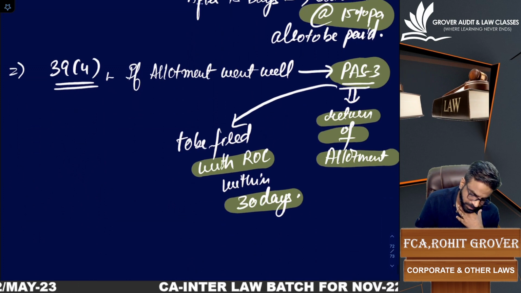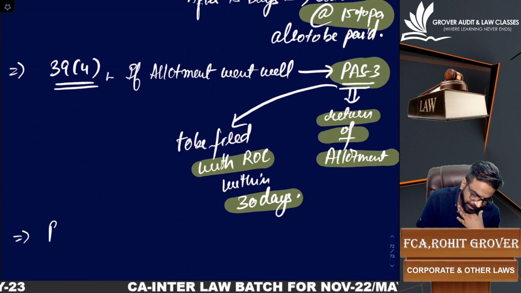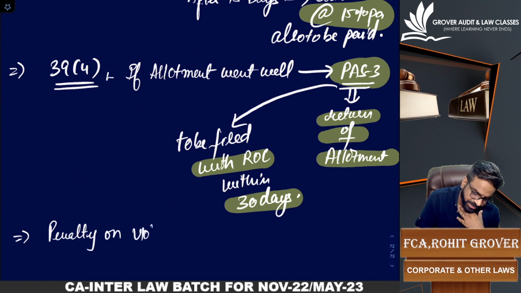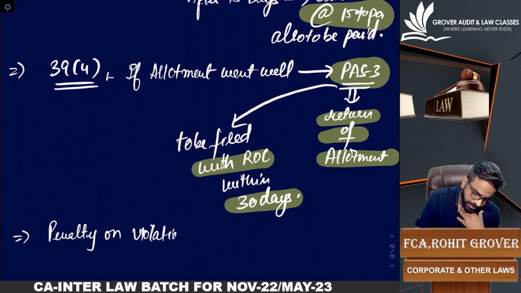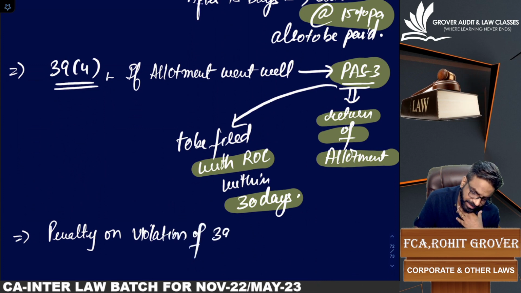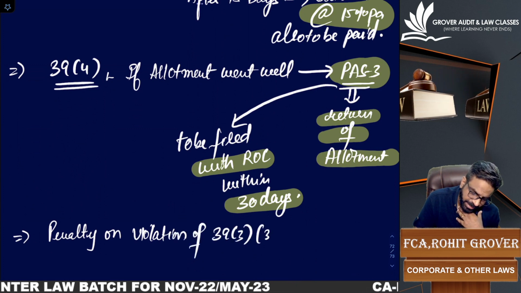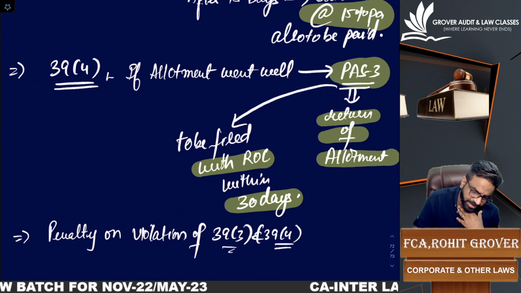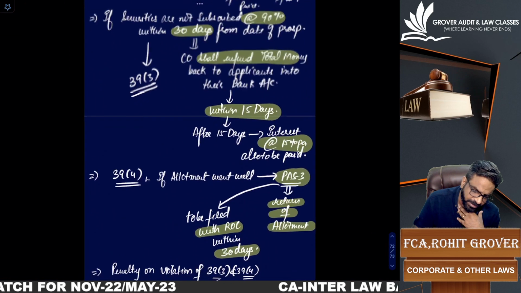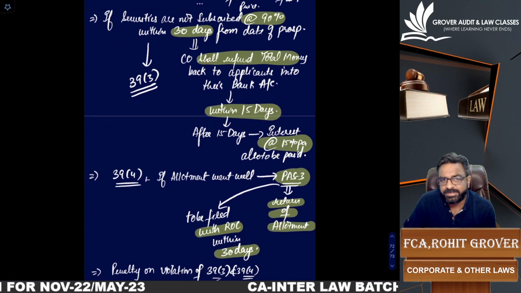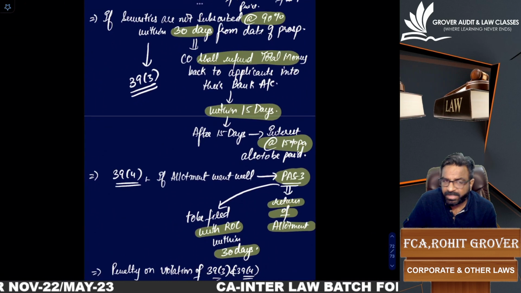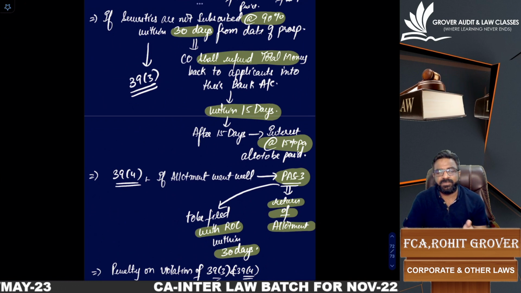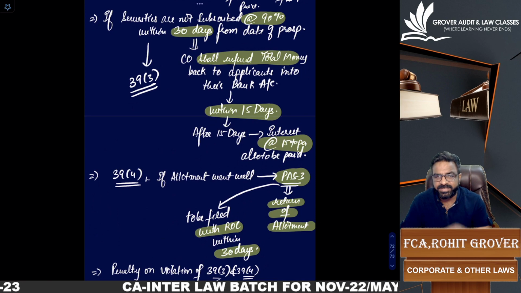Now, what is the penalty on violation of 39 subsection 3 and 39 subsection 4? Can you please tell me what is 39 subsection 3, everyone? Refund of money within how many days? 15 days. And what is 39 subsection 4? PAS 3, return of allotment to be filed with ROC within how many days? 30 days.